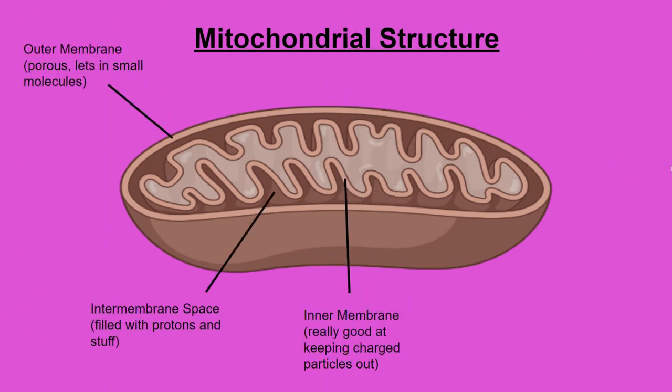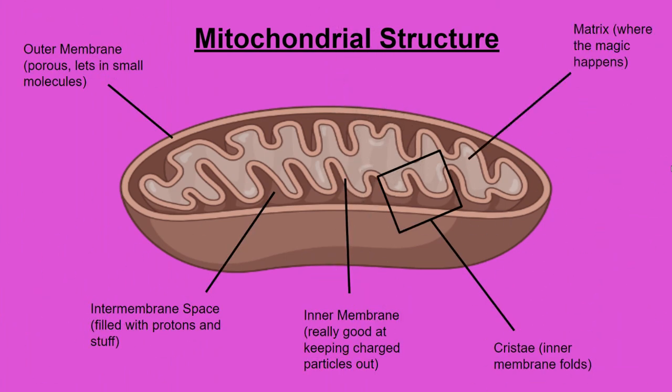Mitochondria has four parts. The first part is the outer membrane. It has a lot of pores in it, so it's easy to move small stuff in and out. The second part is the intermembrane space. It's filled with stuff that the outer membrane lets in, and a ton of protons. Remember that part too. The third part is the highly folded inner membrane.